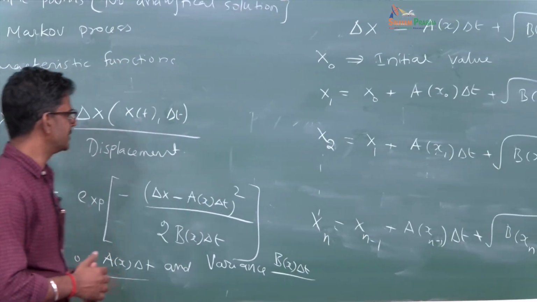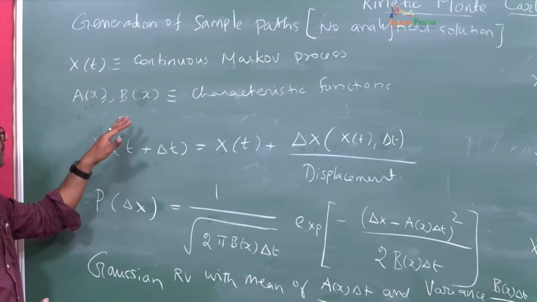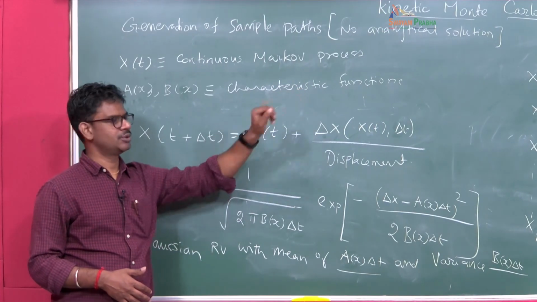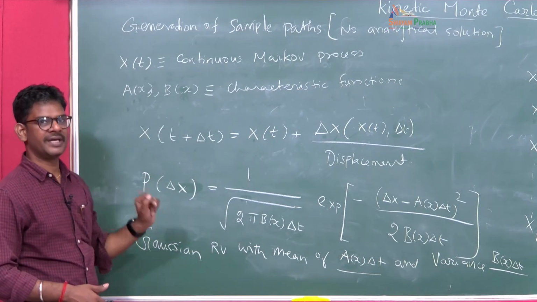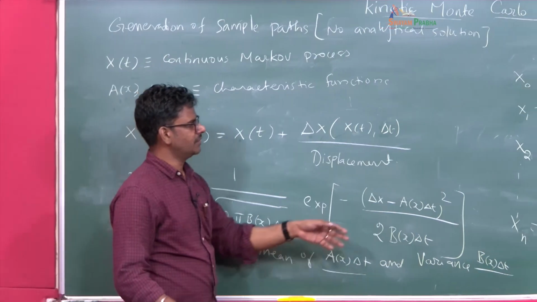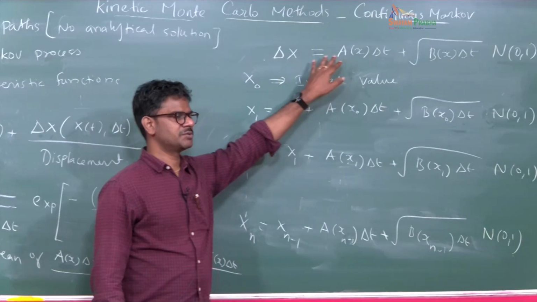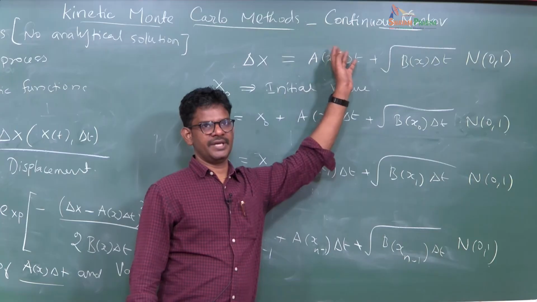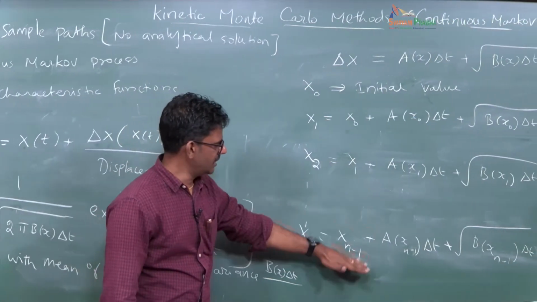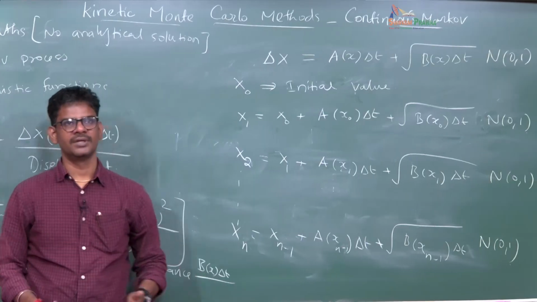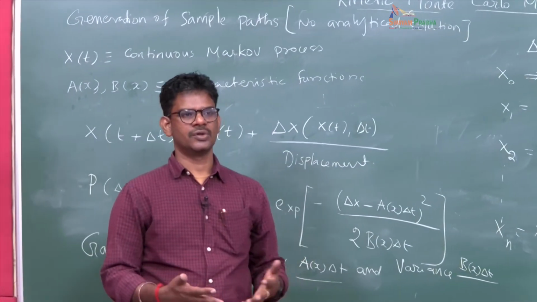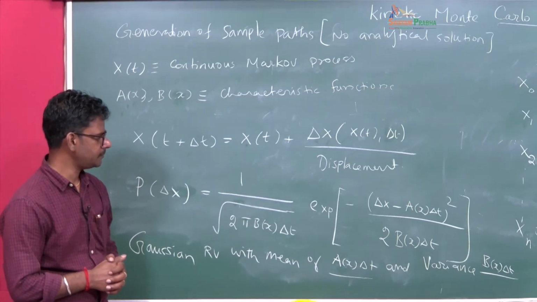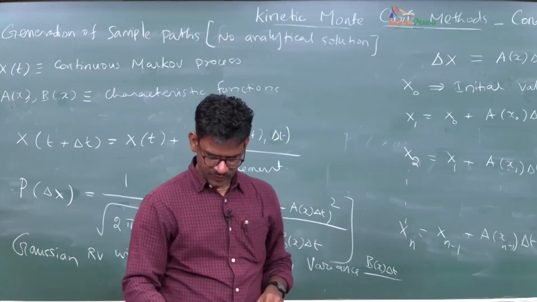So what we are showing here is, for a continuous Markov process, even if you don't know the underlying probability distribution for the analytical solution, we can still numerically create the trajectories based on this algorithm. Okay, so the displacement is always a Gaussian random variable with the mean and standard deviation given by these characteristic functions a and b. Once we have that, we can create a large number of samples, and from here we can also get the mean and standard deviation and many other properties that are of interest. All right, so I think with that I'll stop here.